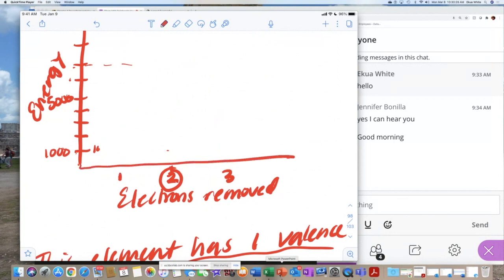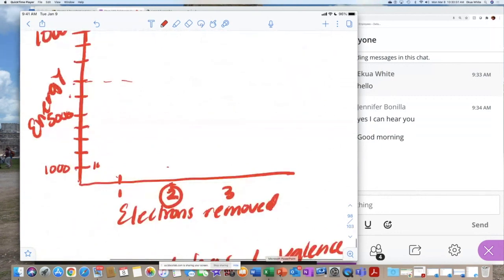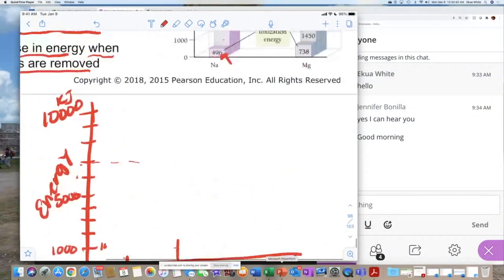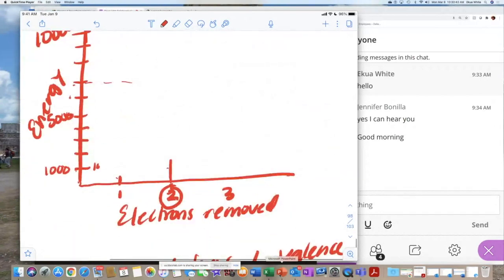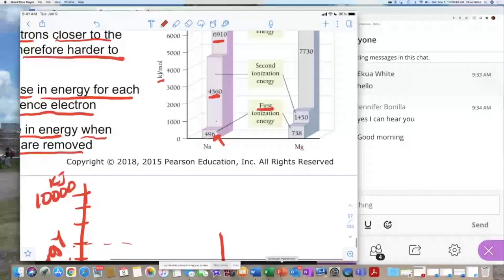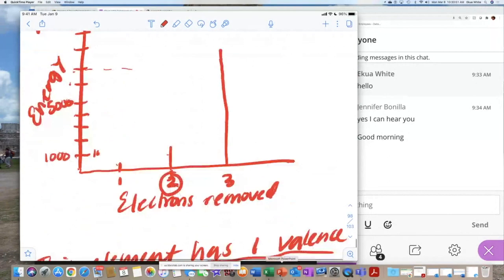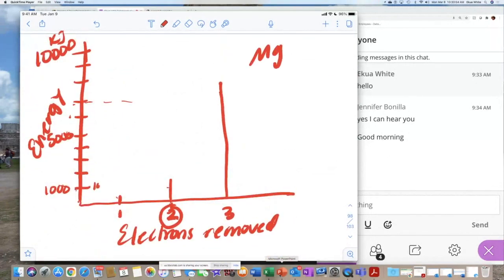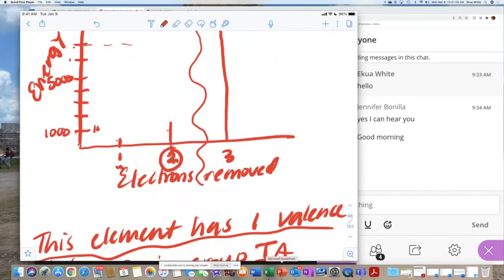So for this one, the first electron doesn't even reach 1,000, around 700. Second electron was 1400, so it's kind of double. Then the third electron was 7,000 something, close to 8,000. In the case of magnesium, where do we see the greatest jump? The greatest jump, as far as energy required to remove an electron is concerned, happens between the second and the third. That means the first 2 electrons are the valence electrons.